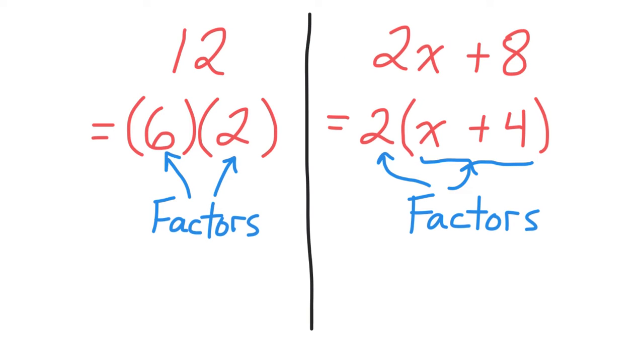So just a note about factors: just like I can write 12 as the product of its factors, 6 times 2, I can write an expression as a product of its factors. In this case, 2x plus 8 can be written as the product of 2 multiplied by x plus 4. 2 and x plus 4 are the factors of 2x plus 8.